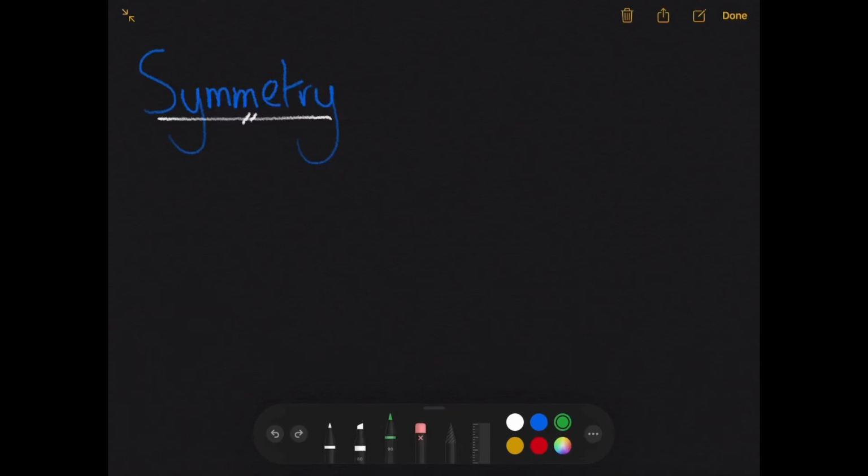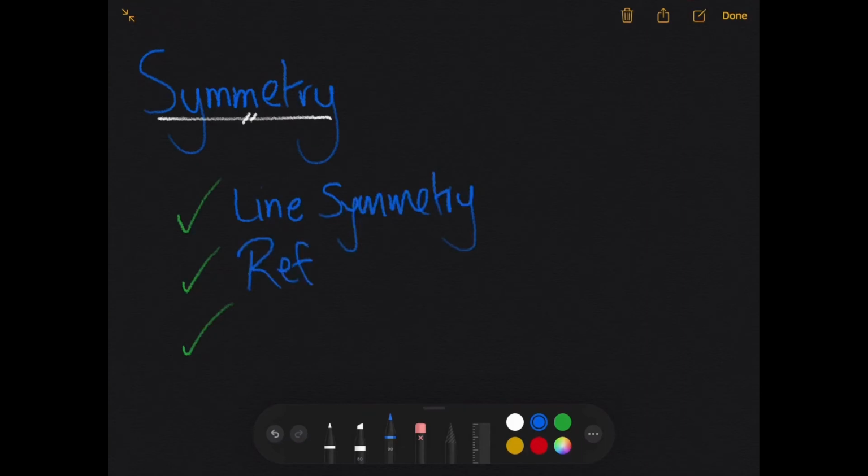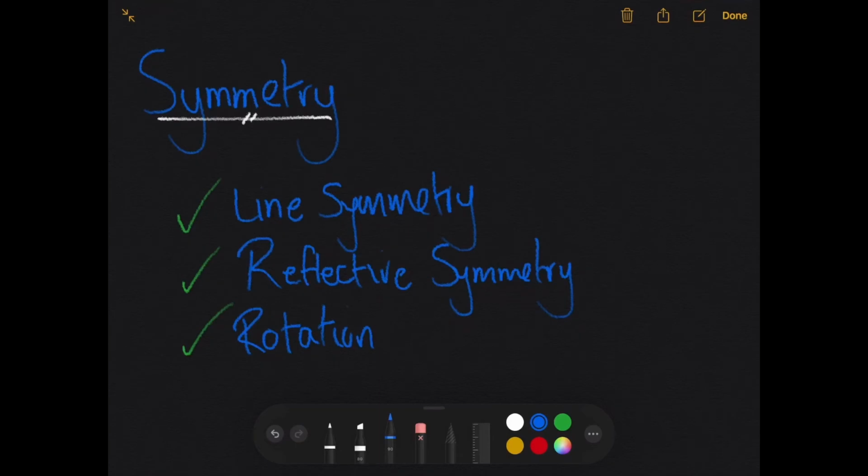Hello, so today we're talking about symmetry, and before we get into any of the details, you need to know that there's actually three types of symmetry. We have line symmetry, we have reflective symmetry, and finally we have rotational symmetry. In this video, our focus is going to be on line symmetry.